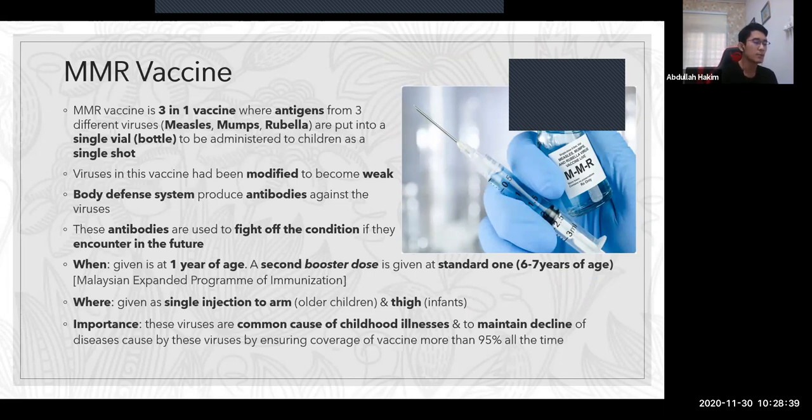So when will the vaccine be administered? Usually it is given at 1 year of age, and a second booster dose is given at standard 1 or 6 to 7 years of age. Where will the vaccine be given? It is given as a single injection to the arm in older children and the thigh in infants. What is the importance of these vaccines? These viruses are common causes of childhood illness, and since the introduction of the MMR vaccine, there has been a decline of these cases. To maintain the decline, we need to administer this vaccine.